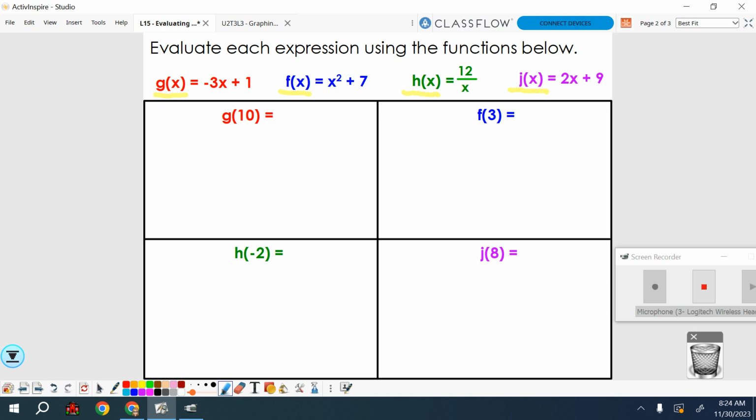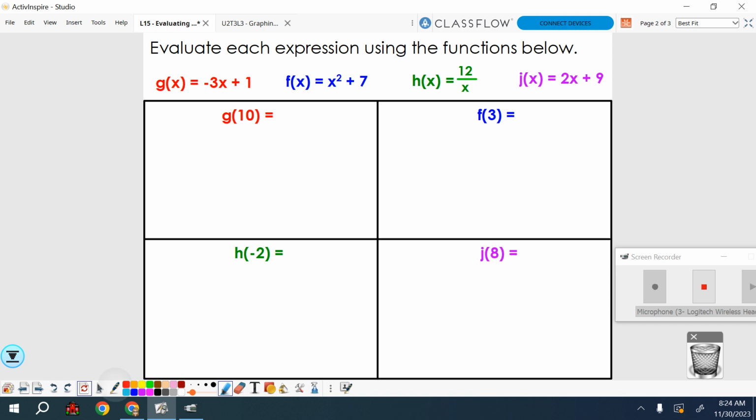Then if you look down at the problems, you'll see this problem says G of 10. That means we're going to plug it into this function. It goes with this function up here. The function that's F of 3 goes with the function that's labeled F, and so on. So it's really important when you're doing these problems that you use the correct function to find your answer.